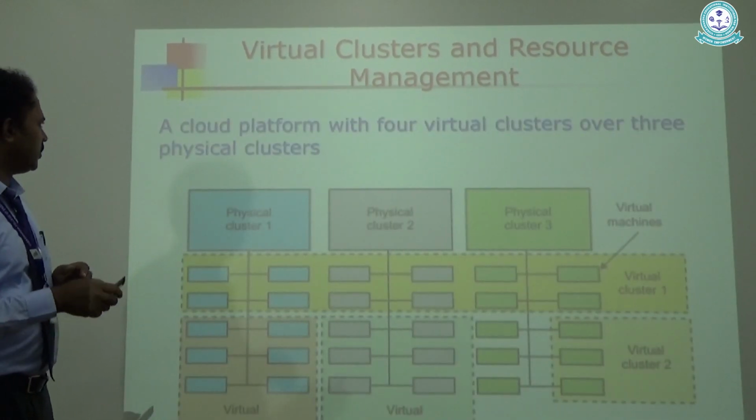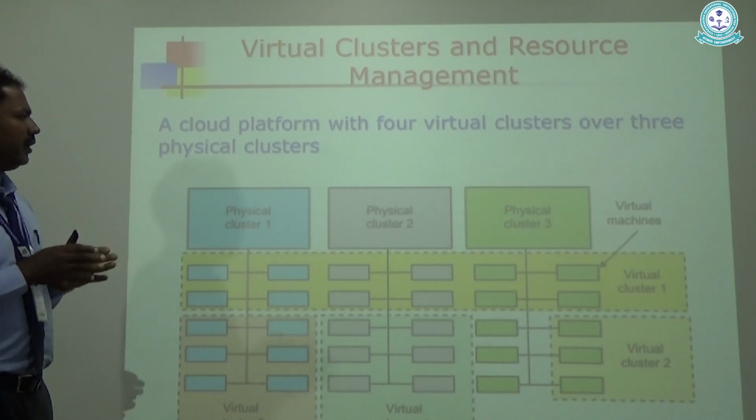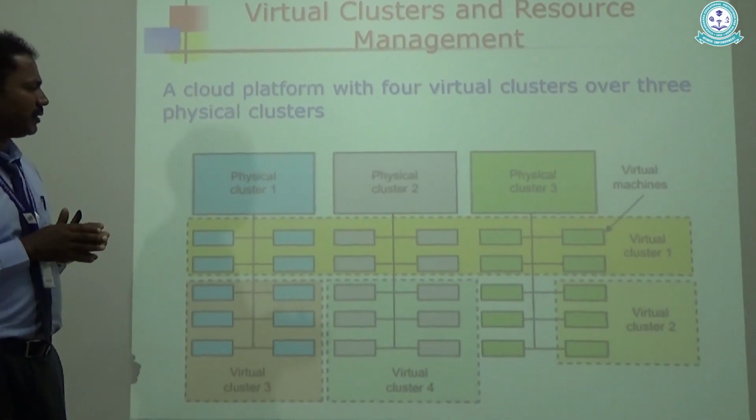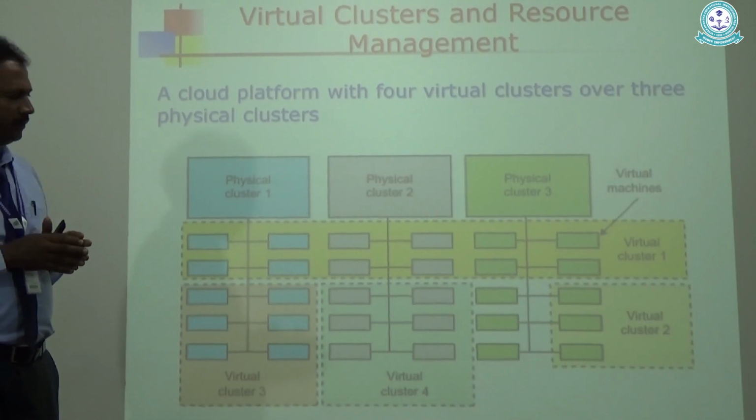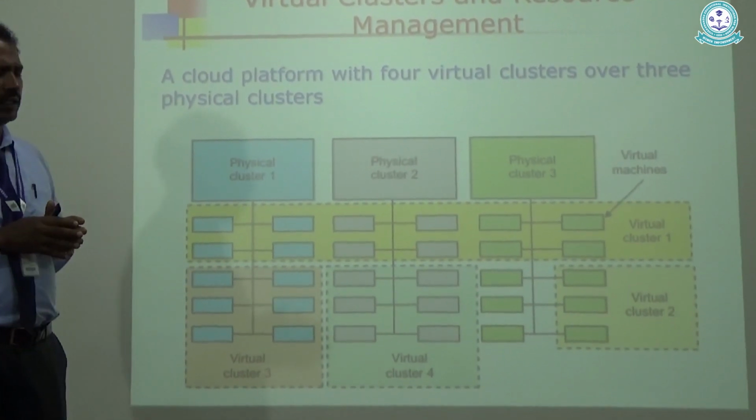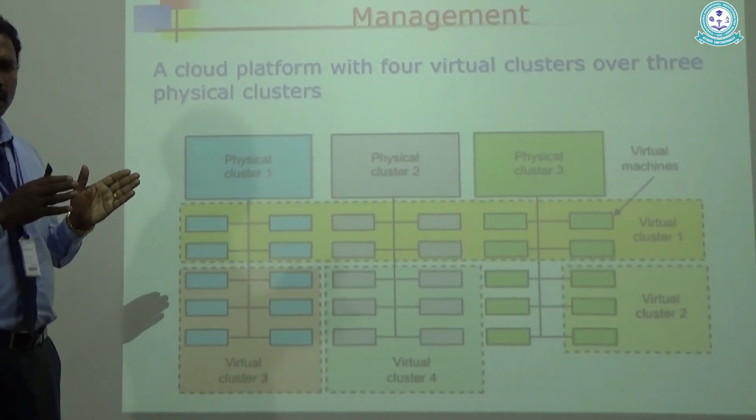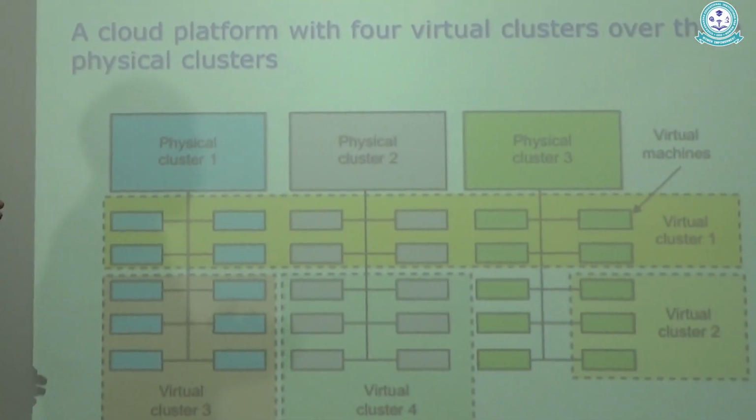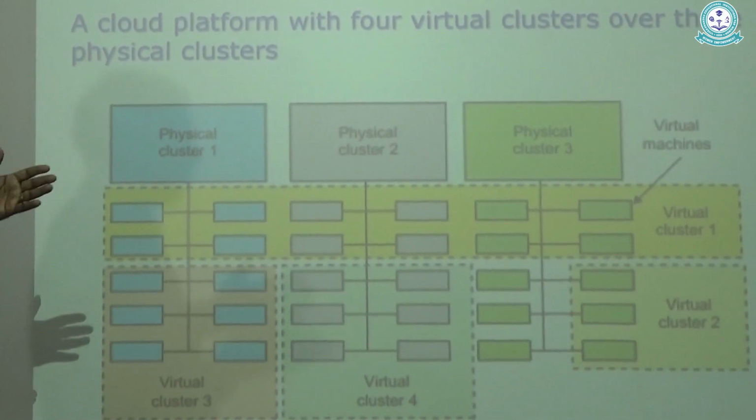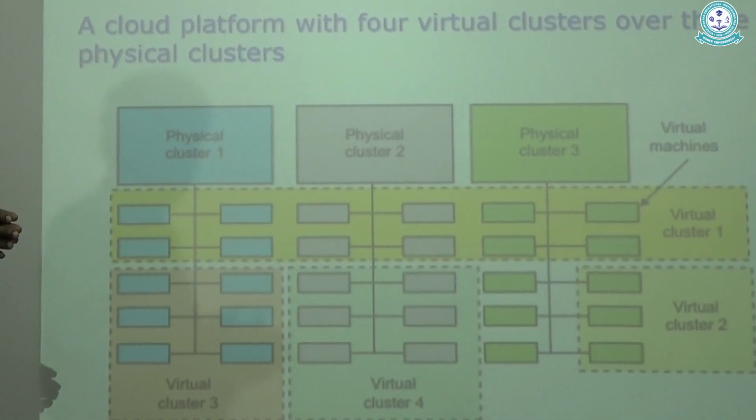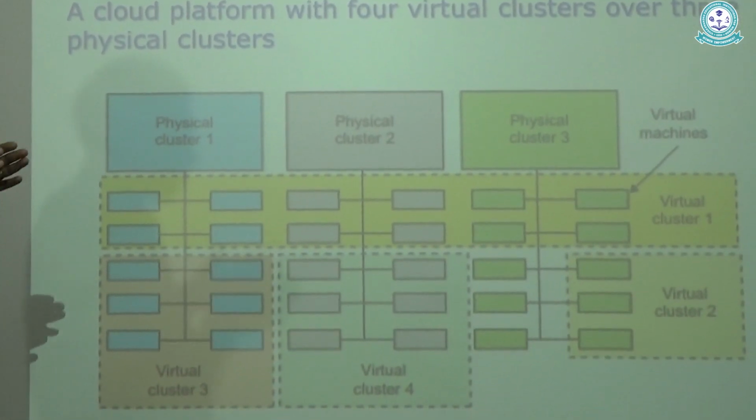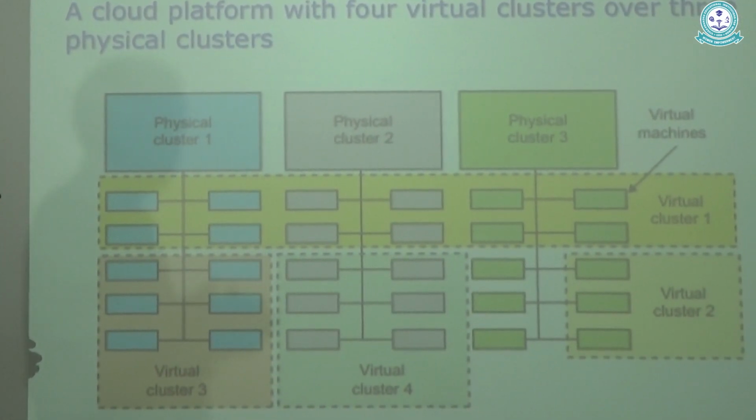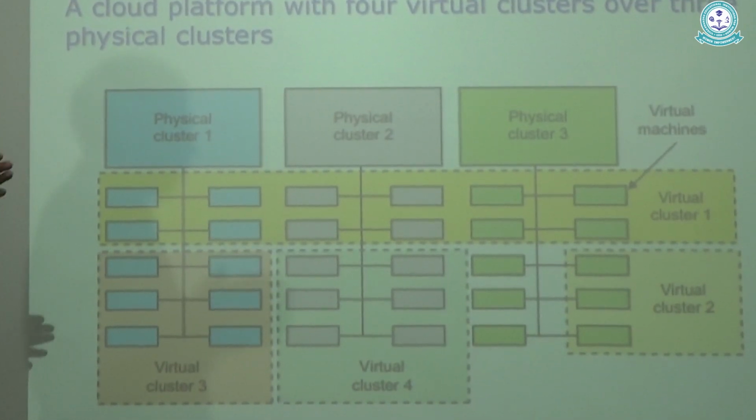For example, in this example we can differentiate what a physical cluster is and what a virtual cluster is. In this diagrammatical representation, we have three physical clusters. A physical cluster can be a combination of physical machines. Physical cluster 1 is a group of physical machines as well as virtual machines. Physical cluster 2 is a combination of virtual machines as well as physical machines. Likewise, physical cluster 3 is a combination of physical machines as well as virtual machines.